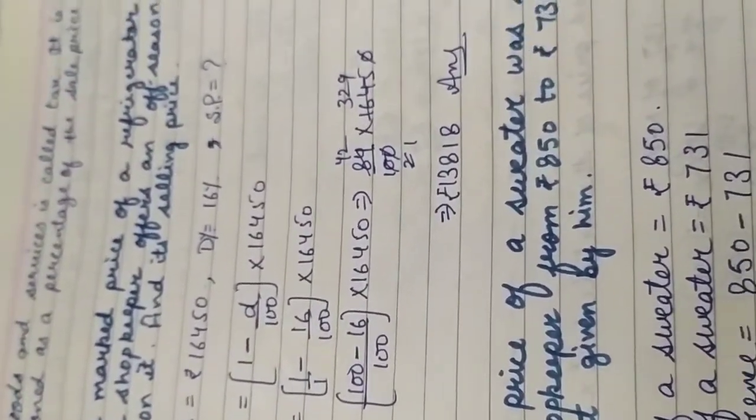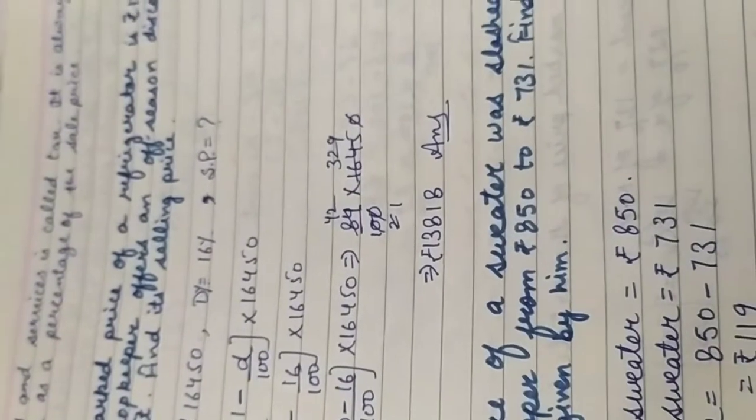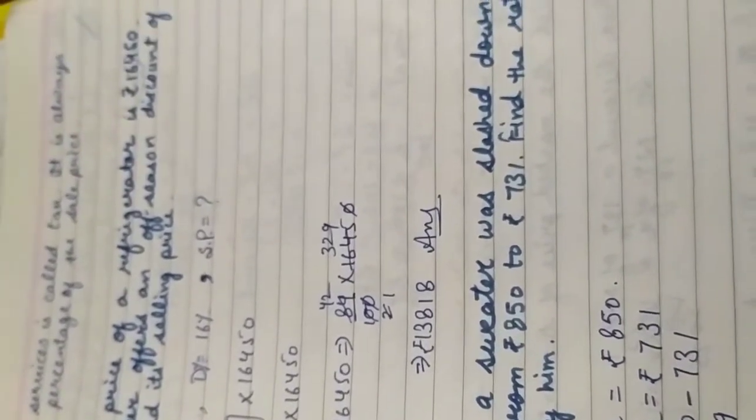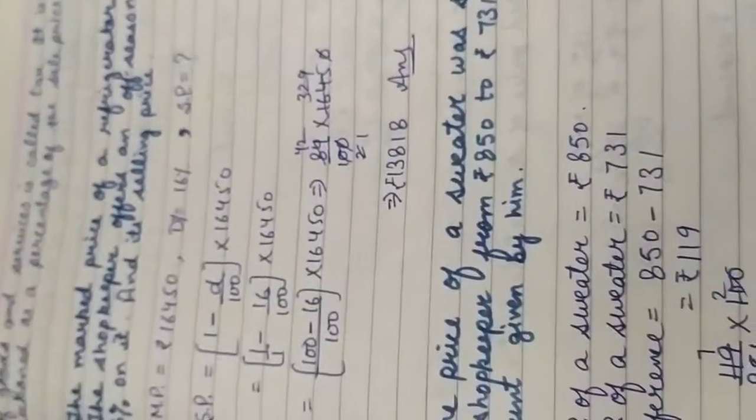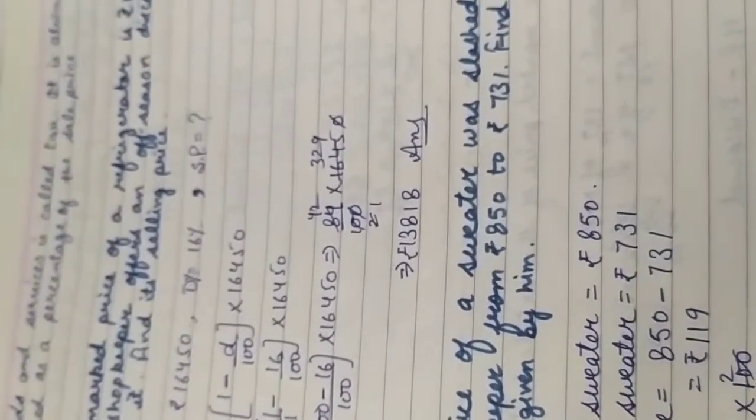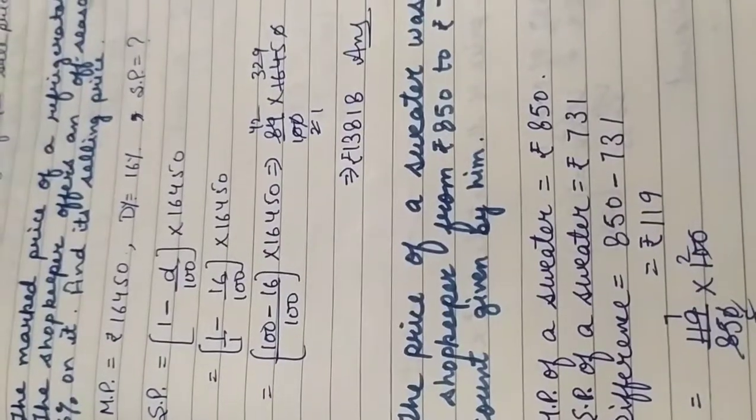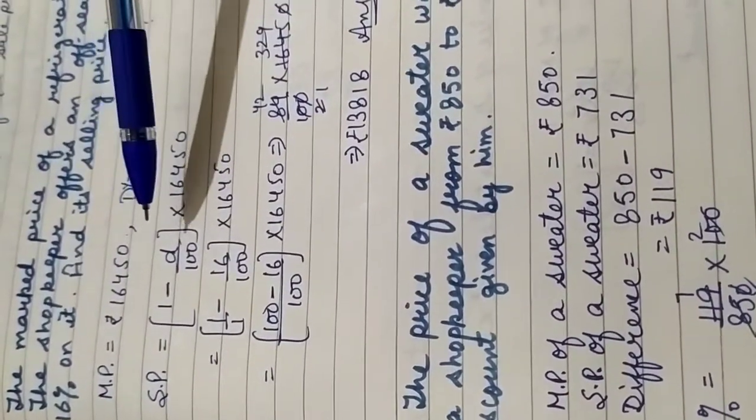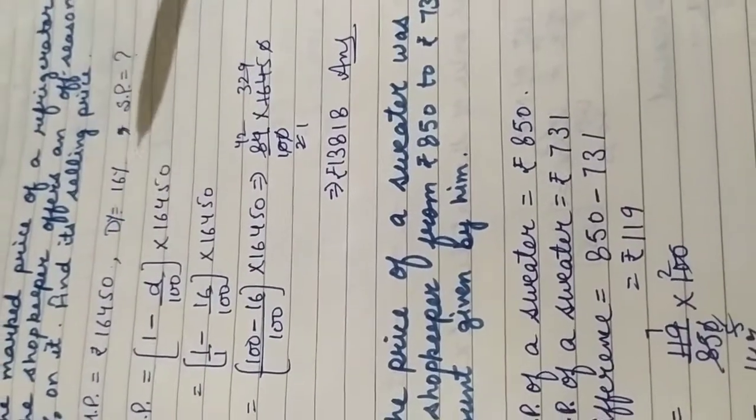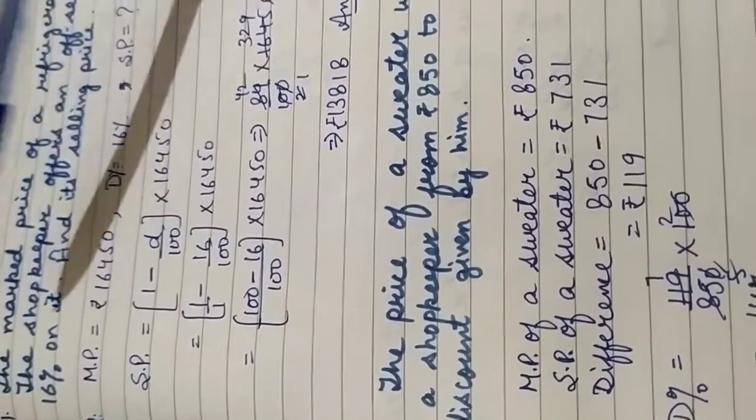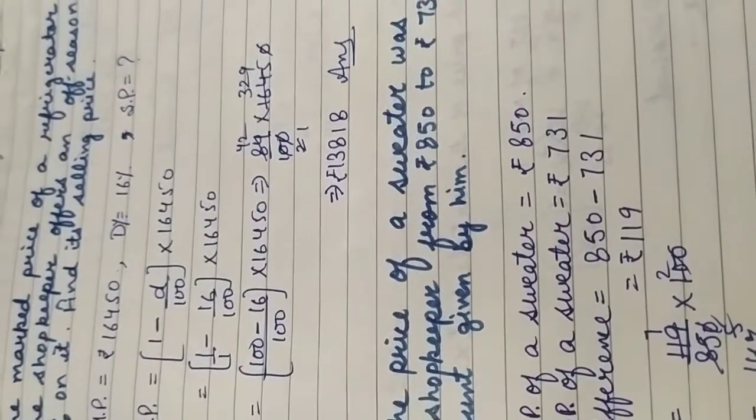First question of your exercise. The marked price of a refrigerator is rupees 16,450. The shopkeeper offers an off-season discount of 16% on it. Find its selling price. So we have marked price, that is 16,450, and we have the rate of discount 16%. So we have to find the selling price.